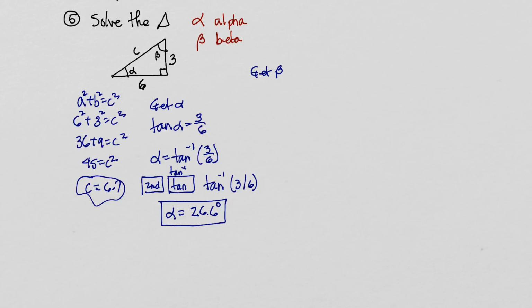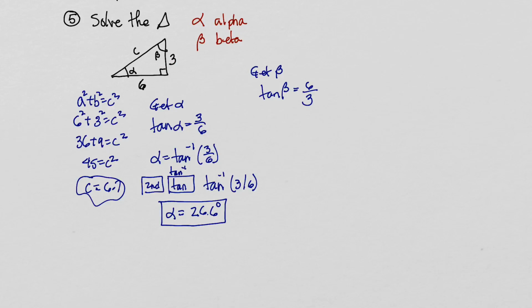Now I'm going to use the same idea here to get beta. Look at beta. You've got an opposite over adjacent. All right, so opposite over adjacent, that's a tangent again. So why don't we try this? Let's go with the tangent of beta is the opposite, which is 6 over 3. Let's just be sure we got it. The tangent of our angle is the opposite, 6, over the adjacent, which is 3.